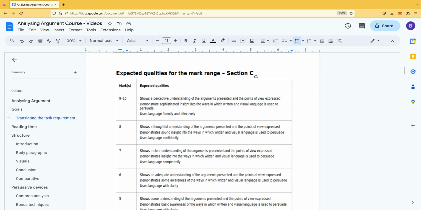Again, if you look at the Section C mark ranges published on VCAR's website, the 9 to 10 one we've already gone through, and you can see that 8, 7, 6, 5, and so on are just diluted versions of these 3 criteria. 1, do you know what the arguments are and why they progress the way they do? 2, how good is your knowledge of persuasive techniques and how they're used in this piece to affect audiences? 3, how well can you write? If you're able to show these 3 things, that's all you need to do for a really successful argument analysis piece.